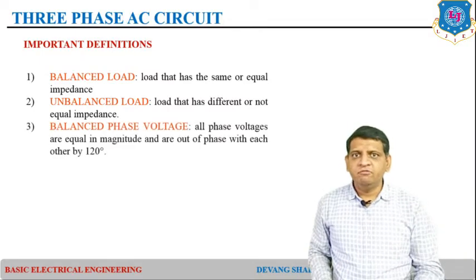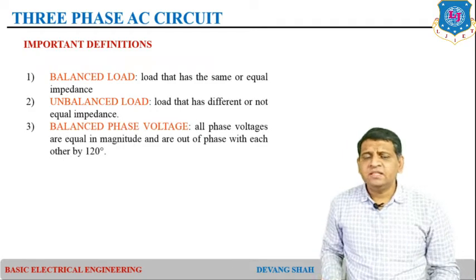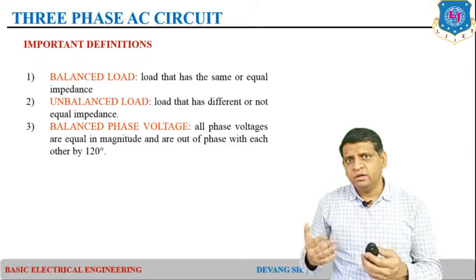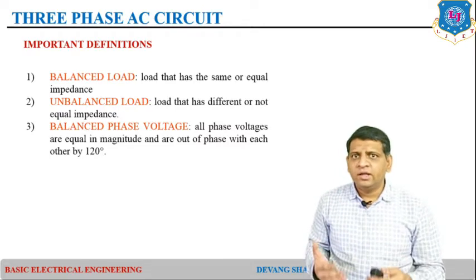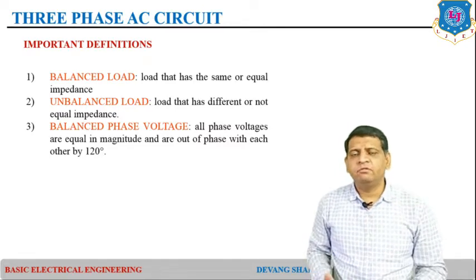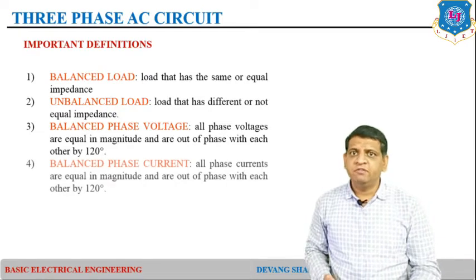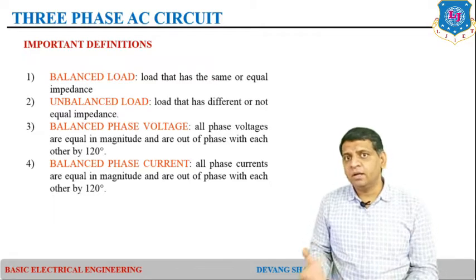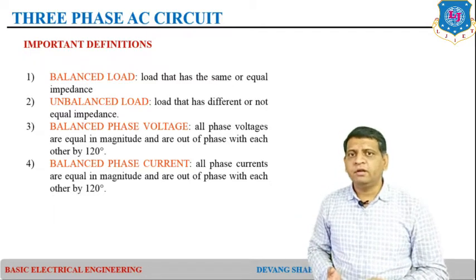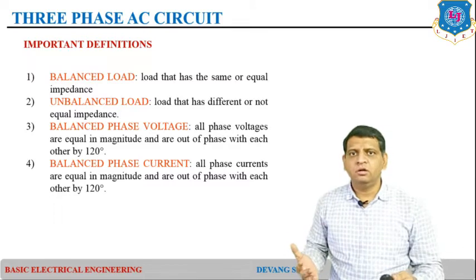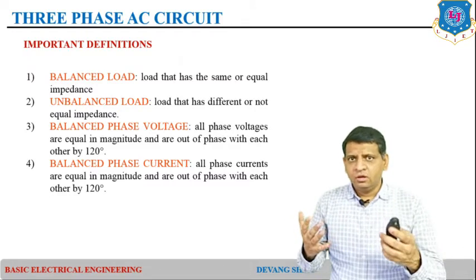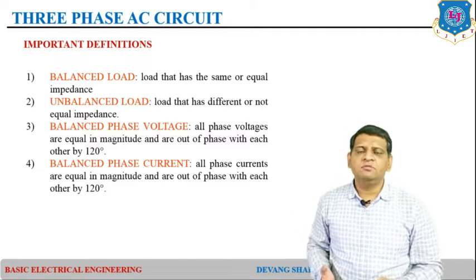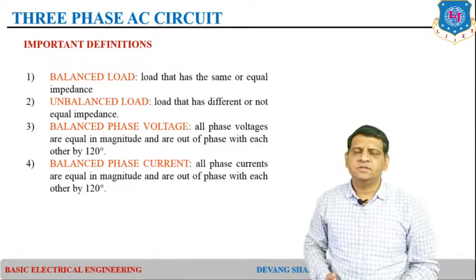Same way, the balanced phase voltage is nothing but all the voltages in a star or in a delta 3-phase AC circuit being of the same magnitude but available at 120 degrees apart from each other. Same way for the balanced phase current, where all the current magnitudes are the same but are available at 120 degrees apart from each other. So this is the common terminology, the definitions we need to understand the star 3-phase AC circuit or a delta 3-phase AC circuit, right.